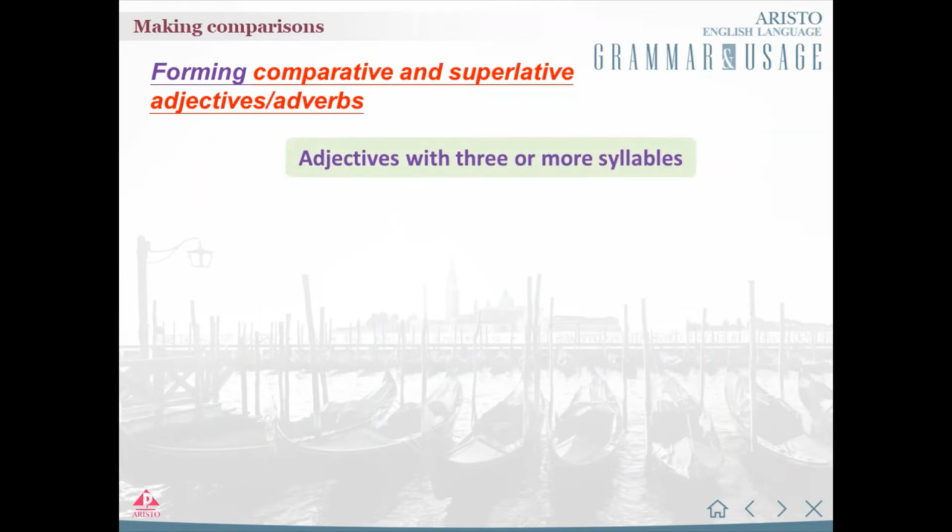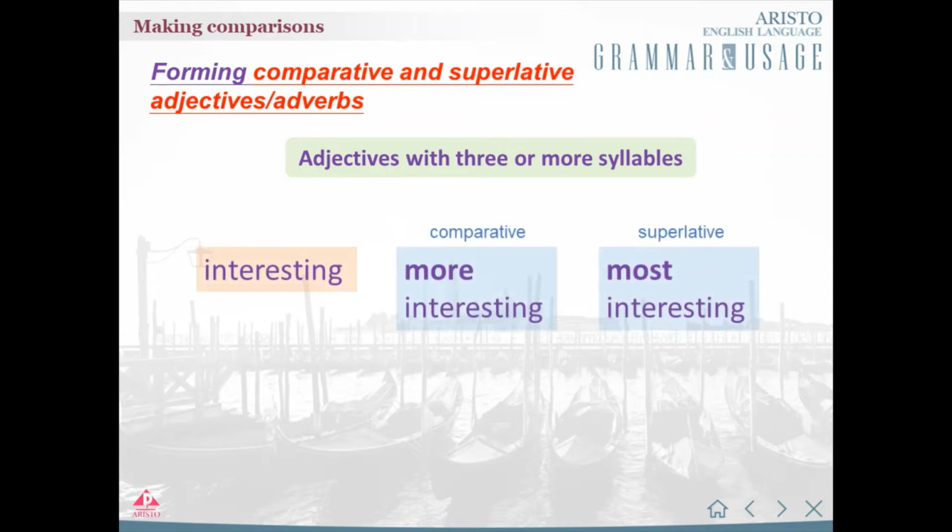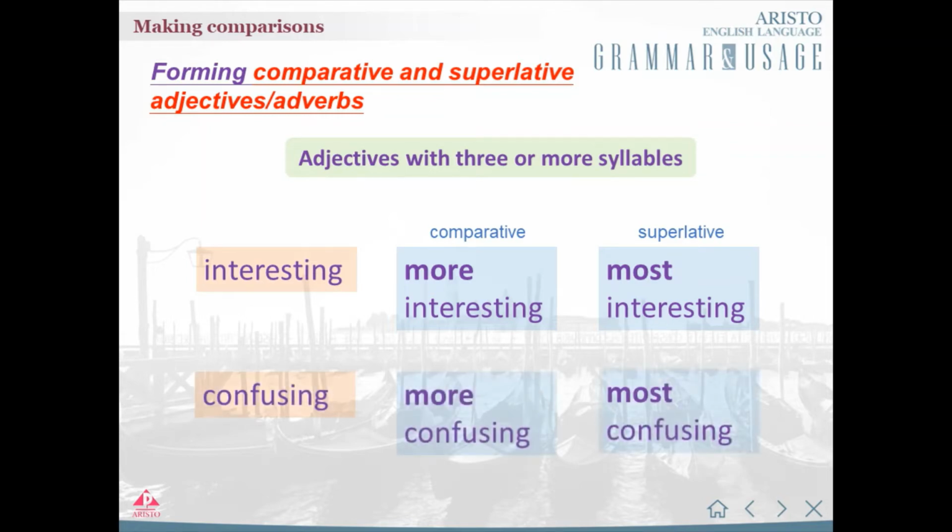Adjectives with 3 or more syllables usually take more and most. Here are 2 examples. The adjective interesting becomes more interesting in the comparative and most interesting in the superlative. Likewise, the adjective confusing becomes more confusing when used as a comparative and most confusing when used as a superlative.